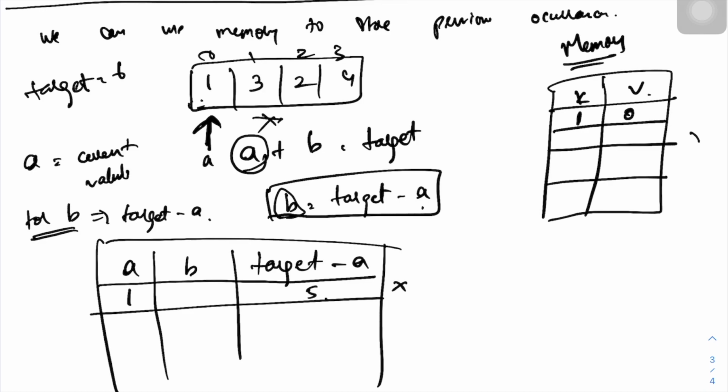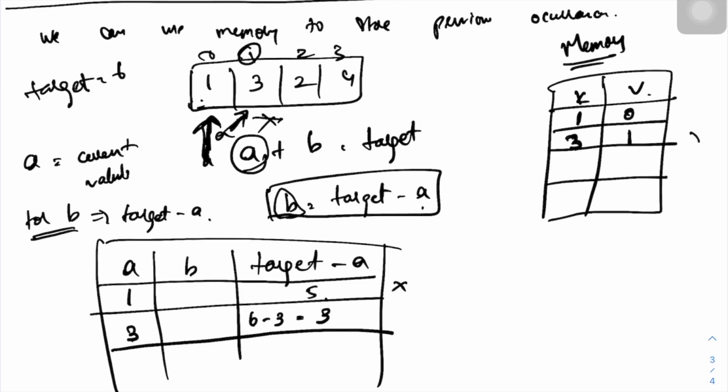What I'll do is increment my a. Now my a is pointing here at the first index. What's the value at the first index? 3. What is target minus a? It's nothing but 6 minus 3, which is 3. Do I have 3 in my memory? No, I don't. So now I will add 3 into my memory. 3 is the key, and where did I find it? I found it at location 1, so location will be the value.